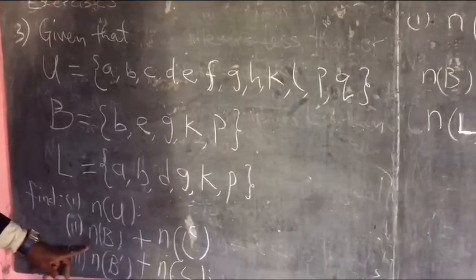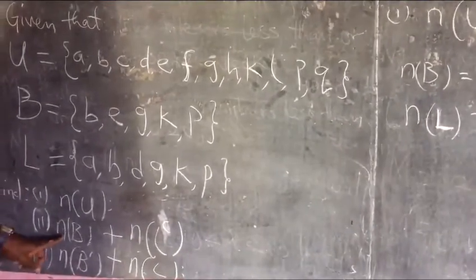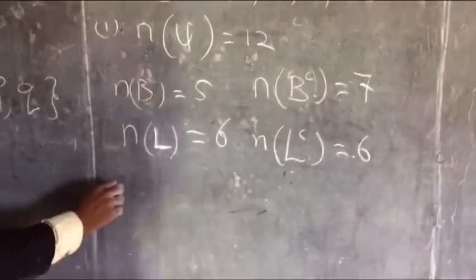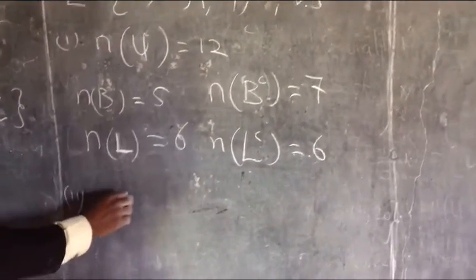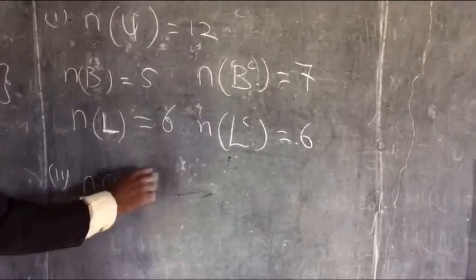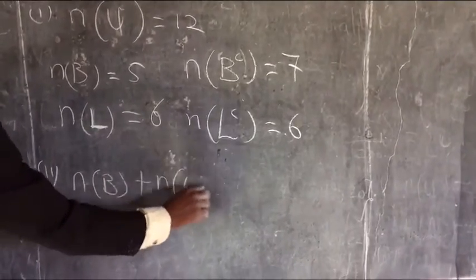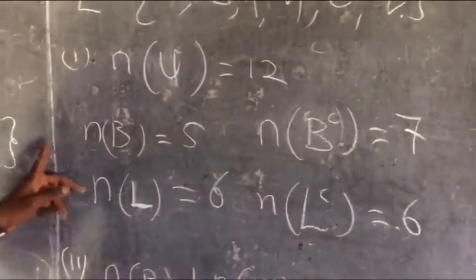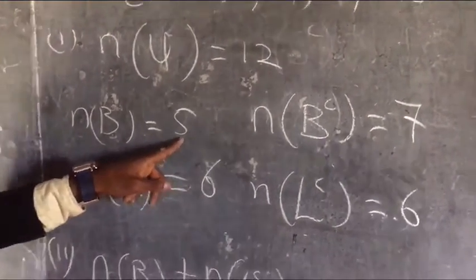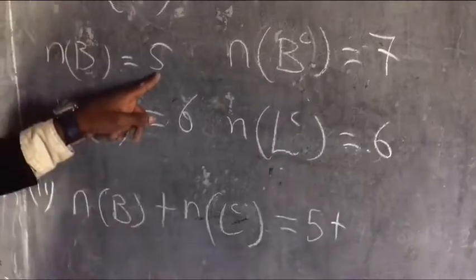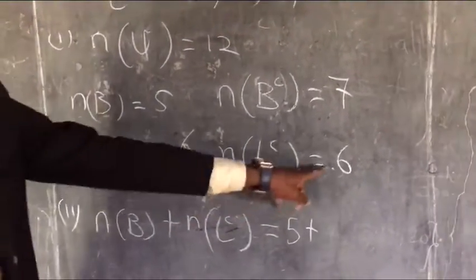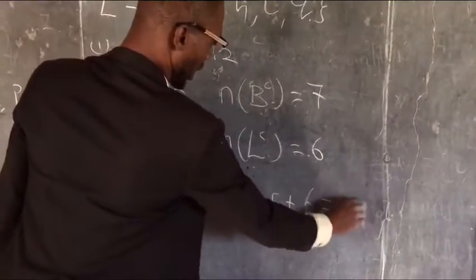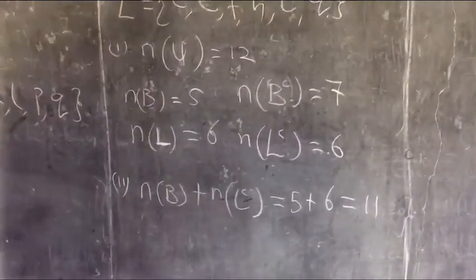The second question says the cardinality of B plus cardinality of L complement. So question number 2. Cardinality of B plus cardinality of L complement. So our B cardinality is 5 plus cardinality of L complement is 6. So we get 11. We don solve that one.